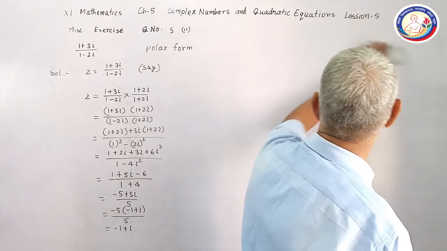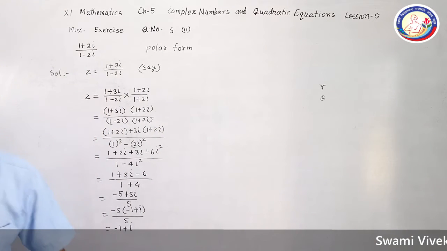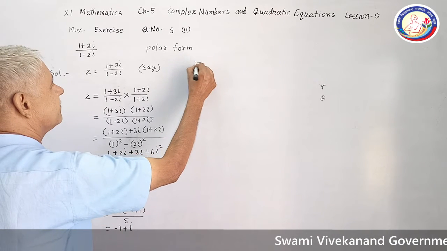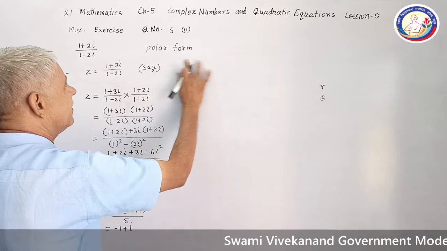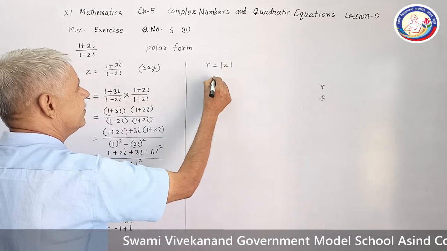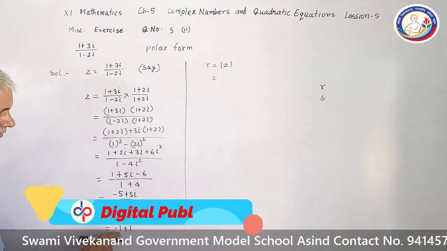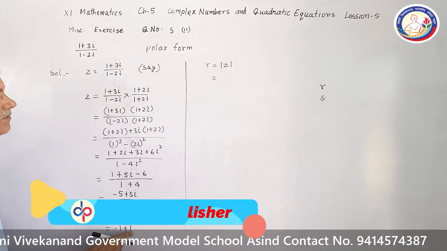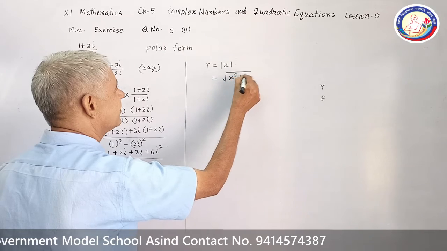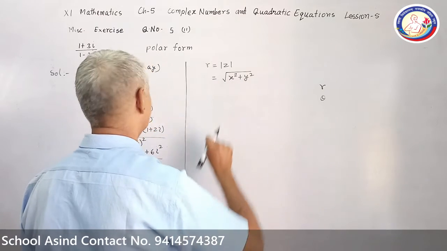Now we have to find first r of this number. So what is r? It is the modulus of z. We can write here r equal to modulus of z, and the modulus of z we can directly find from here. In place of x, the real part is 1 with minus sign and the imaginary part is 1. So it will be square root of x square plus y square.